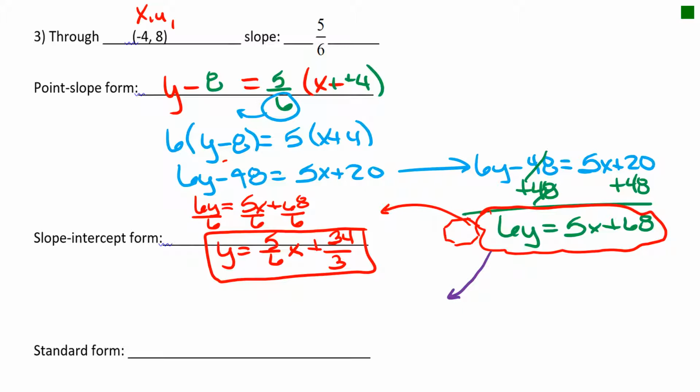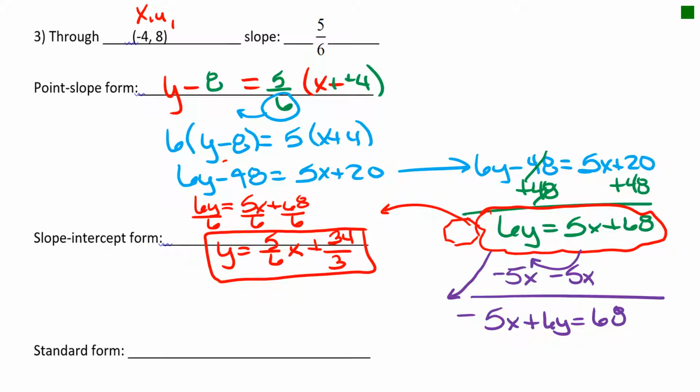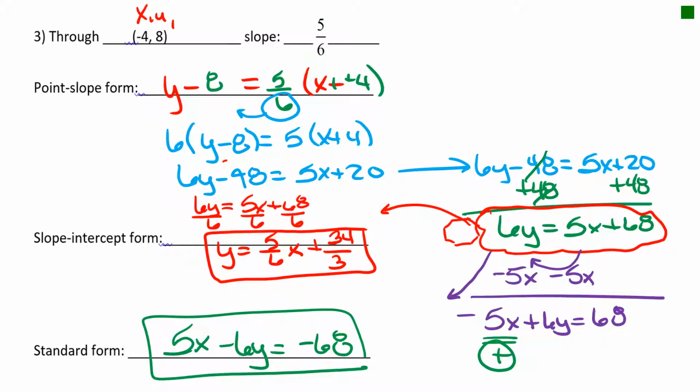So I've got the 6y equals 5x plus 68. I'm going to move the 5x to the other side by subtracting. Oh, hey, look at this. Ran out of room. Oh my gosh, Evans. Plan this out better. I'm going to move the 5x over by subtracting 5x on both sides. So I have negative 5x plus 6y equals 68, and then I need this to be positive, remember, so I'm going to do the opposite, and the opposite, and then that gives me standard form.